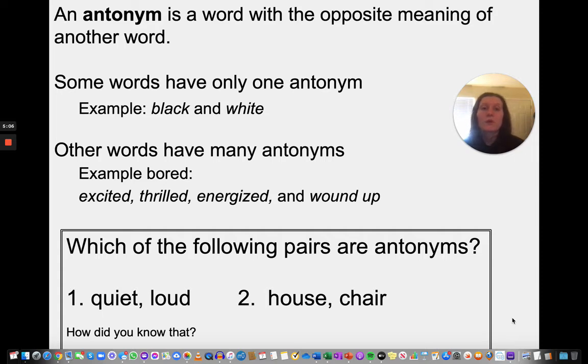So when we're quiet, we might whisper to our friend. And then the opposite would be talking very loudly. So number 2, we know is not an antonym because house and chair are not opposites of each other. We might find a chair in a house, but we can't interchange those words to mean the same thing.